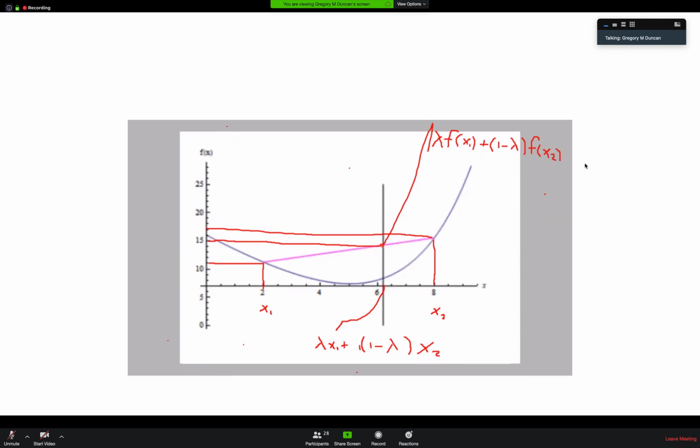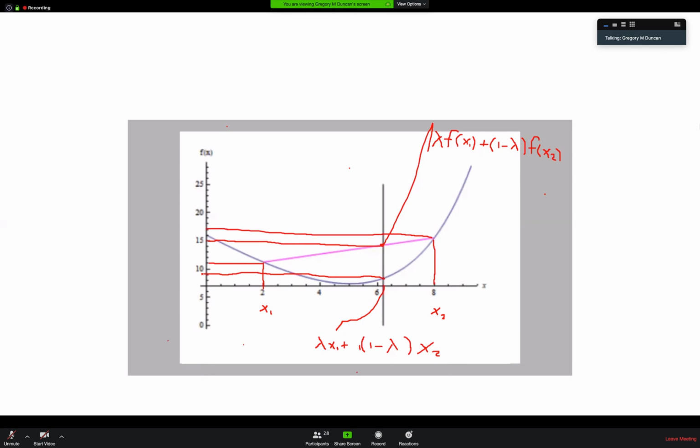Okay, so this is the average. This point is the average of these 2 points. And let's say, what is the value of f at the average? Well, that's right here. And this is definitely less than this. And so that's an illustration of what a convex function is. Concave functions go the opposite way.